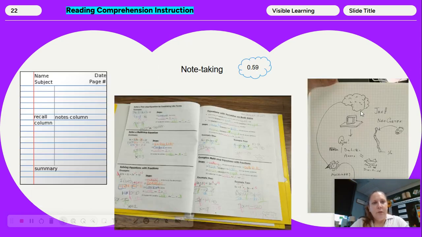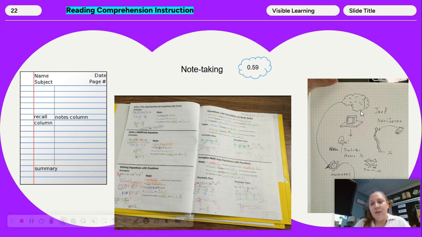Another reading comprehension strategy is note-taking. I know we use a lot of fill-in-the-blank notes in 5th grade, especially with social studies. I use a lot of fill-in-the-blank notes, but there's a lot of ways you can do note-taking. And sometimes we think of this as, we just want to give them the information, so let's make it quick. But note-taking is really, really important, and it's got a strong effect size.